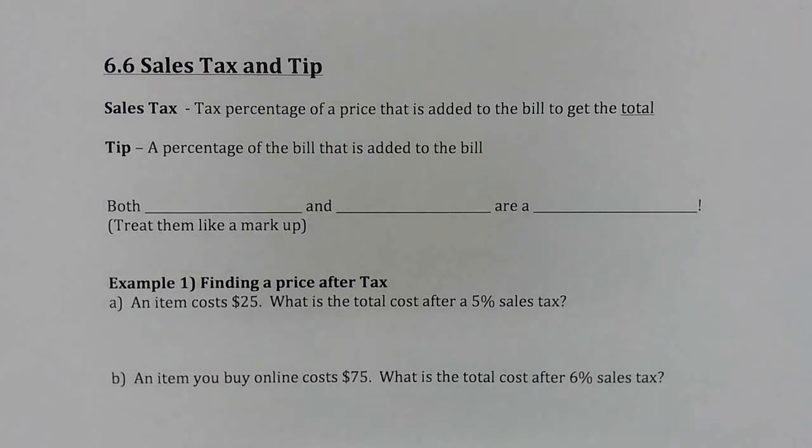All right, in this video, we're going to look at another application of percentages in the form of sales tax and tip. Sales tax is a tax percentage of the price that is added to the bill to get the total. So when you're taxed on things, when you buy them at the store, for example. A tip is a percentage of the bill that is added onto the bill. A lot of times it's calculated by percentage. Some people just do it by a dollar amount. But for our sake, we're going to look at tip as an application of percent.